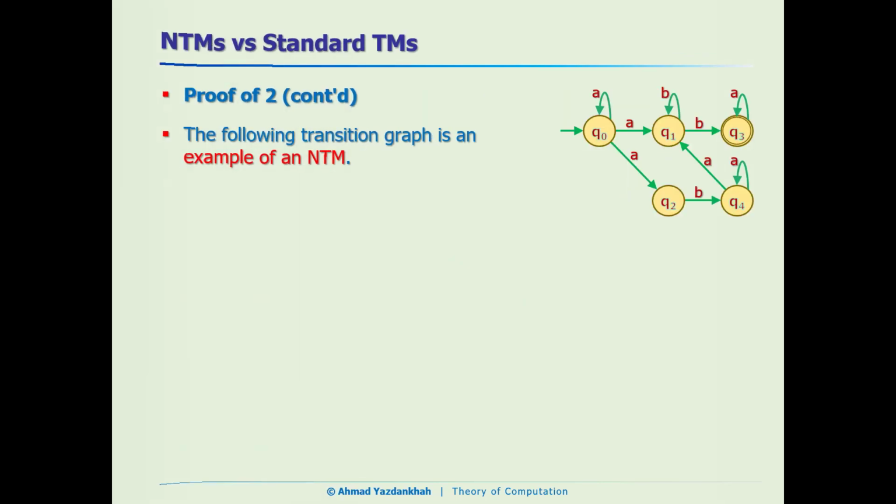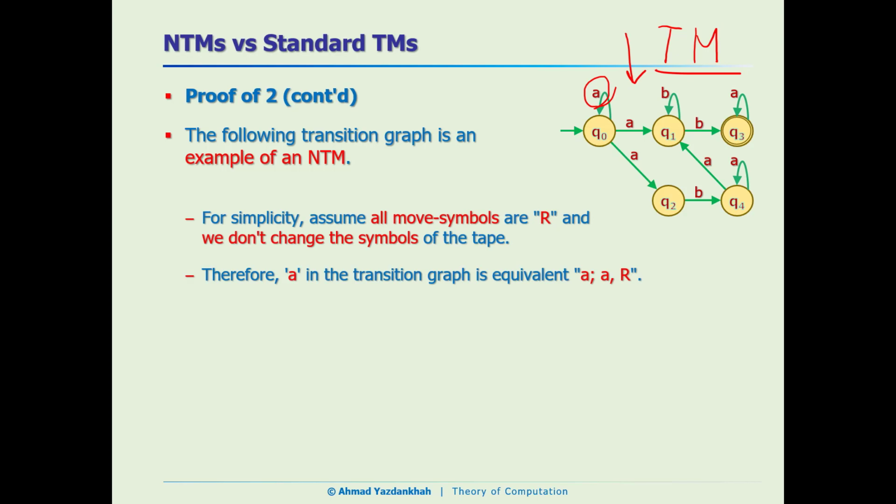Let's see how. Imagine this is a Turing machine. How come it has only one symbol here? For simplicity, let's assume that we have A: don't change it, go to the right. If it is B, don't change it, go to the right. I just removed this part and kept this for simplicity and readability.